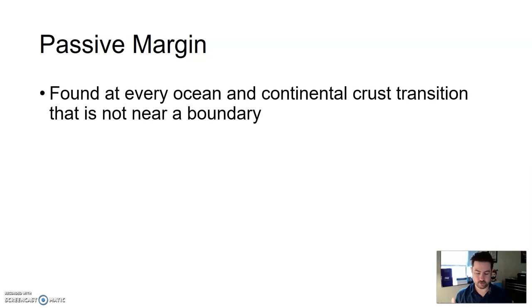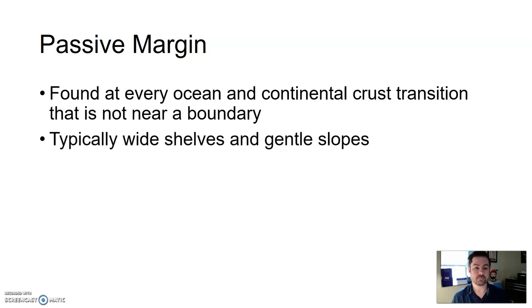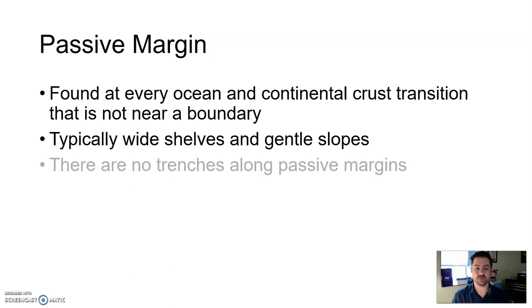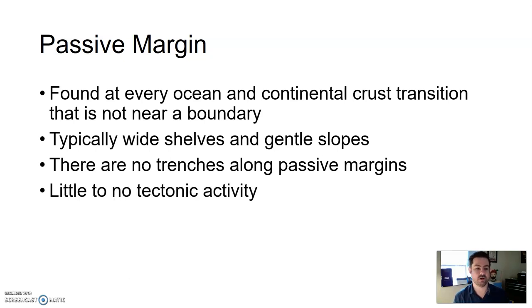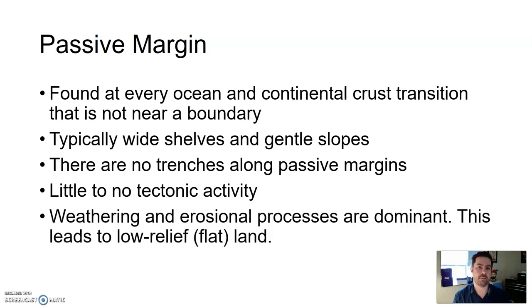Passive margins are found at every ocean and continental transition that is not near a boundary. Typically they have very wide shelves and very gentle slopes. No trenches along passive margins, so things don't get very deep in the ocean near passive margins, typically. Little to no tectonic activity. The dominant process of geology on a passive margin, therefore, is weathering and erosional processes. This leads to very low relief, so flat land.